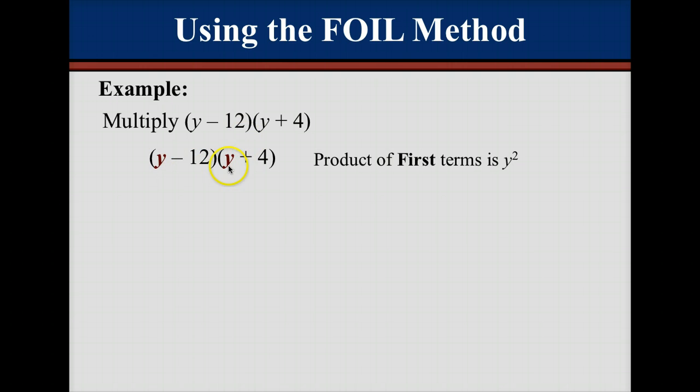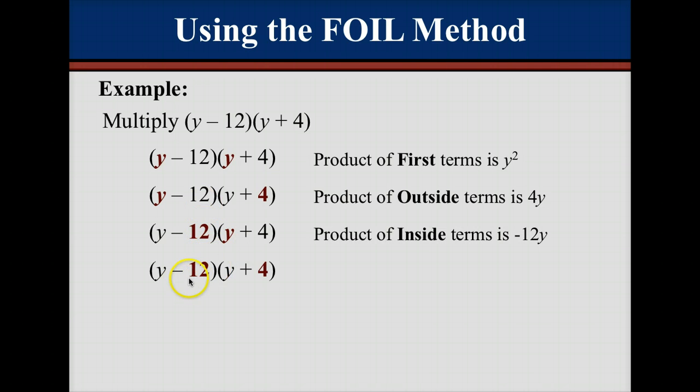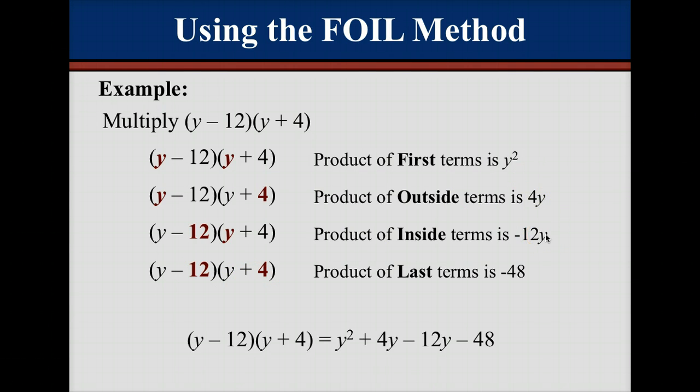The first terms, so y times y is y squared. Now, O for outside terms, the y and the 4 will give us a product of 4y. Now the inside terms, negative 12 times y would give us a negative 12y. And now to the last terms, negative 2 times 4 will give us a negative 48. Here we see our like terms. And we can combine.